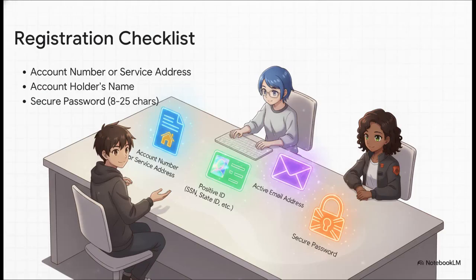To make those 6 steps a total breeze, you'll want to gather a few things before you even click register. You're going to need your 12-digit account number or your current service address, plus the account holder's exact first and last name. For security, DTE requires positive ID, so have your social security number, state ID, or driver's license handy. You'll also need an active email address for your login. And finally, brainstorm a secure password. It needs to be between 8 and 25 characters, no blank spaces, with at least 1 uppercase letter, 1 lowercase letter, and 1 number. Having all this ready means you'll absolutely fly through the registration.